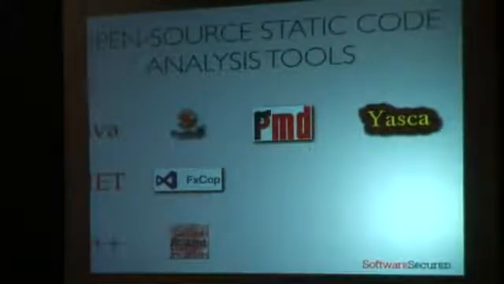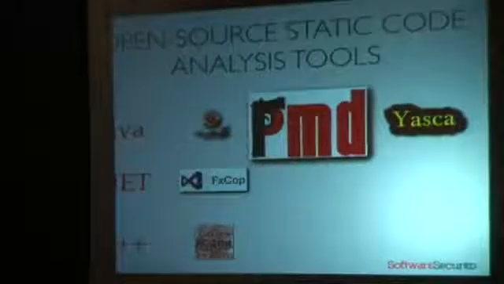There are a bunch of open source free tools at your disposal. All these tools are free to use. For Java, you've got FindBugs, PMD, Yasca, which stands for Yet Another Source Code Analyzer. Funny name. For .NET, you've got FxCop. For C++, the good old famous PC-lint. So I'm just going to do a quick demo on how you can do your own static code analysis using one of those open source tools to look for dangerous patterns in the code.